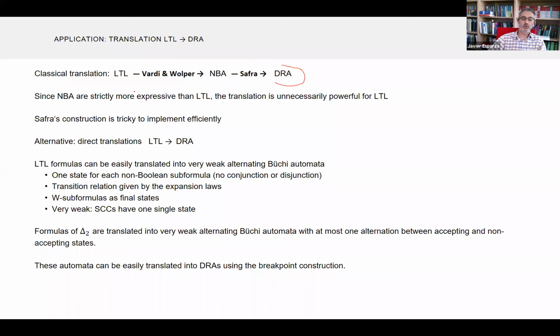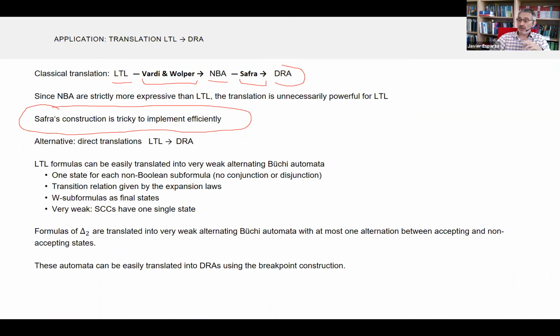The classical way of doing this is to go from LTL to NBAs using the automata theoretic approach of Vardi and Wolper, and then applying Safra's determinization procedure. But you all know, or if you don't know now, believe me, Safra's construction is very tricky to implement efficiently. It is actually a pain. I know this is being recorded, but still, you don't want to do that unless you really have to. There are people who do it, they are very clever and do great things, but I would really hate to do that.